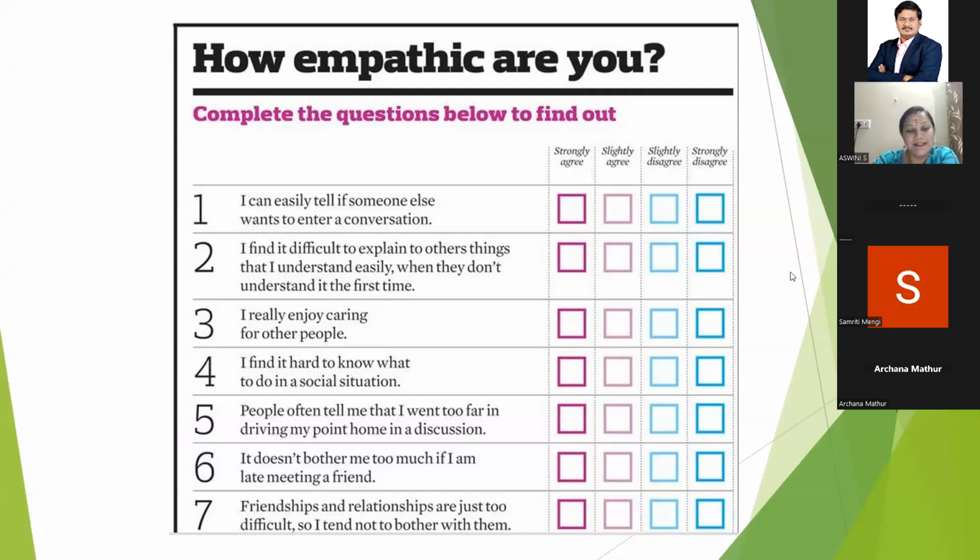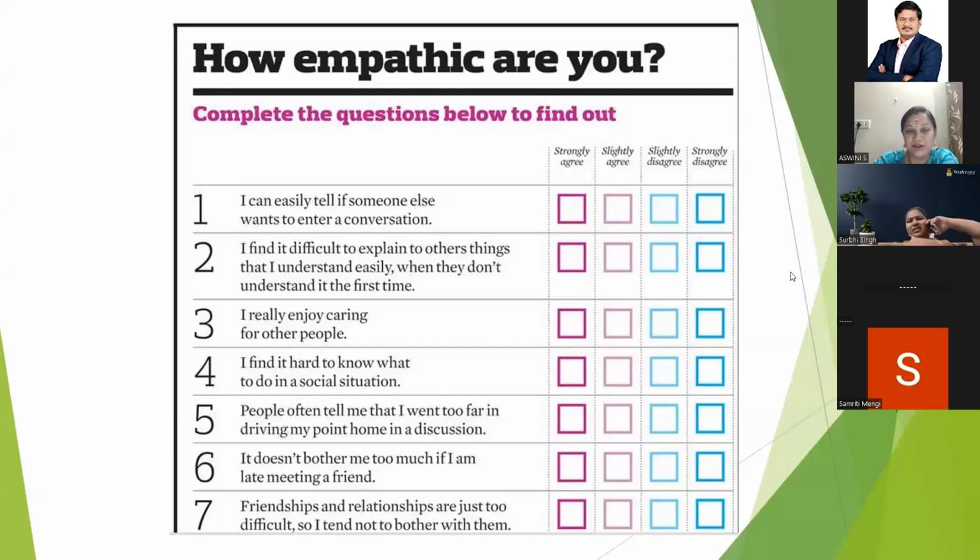Okay. The last question. Friendships and relationships are just too difficult. So, I tend not to bother with them. Slightly disagree. Okay. Strongly disagree, slightly disagree.